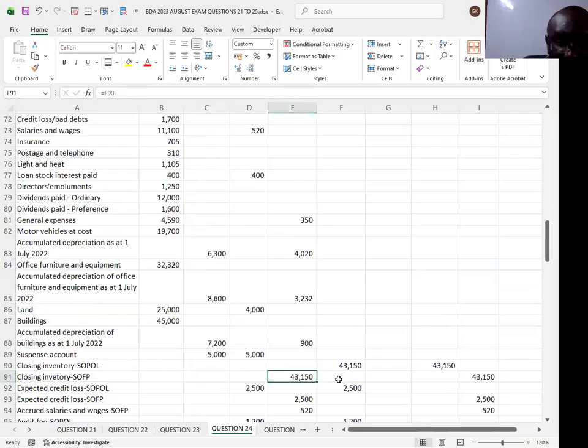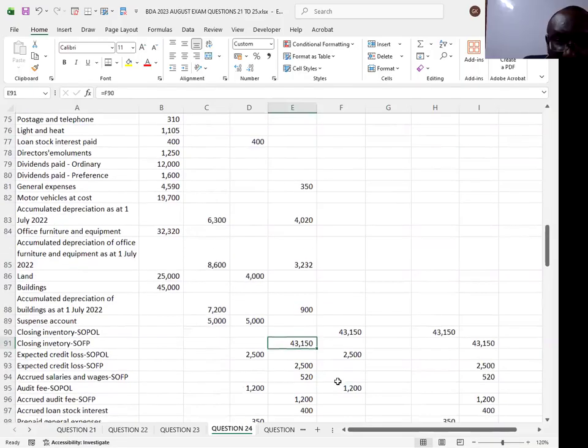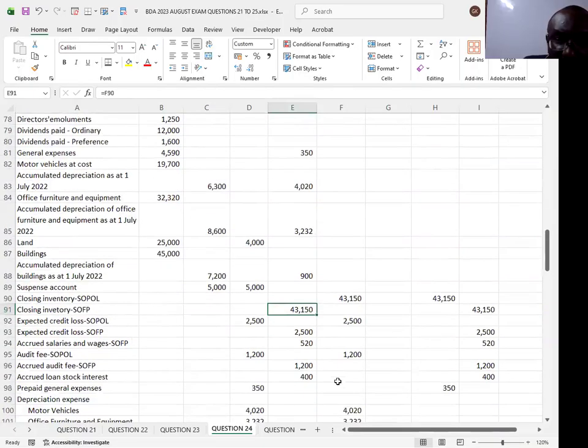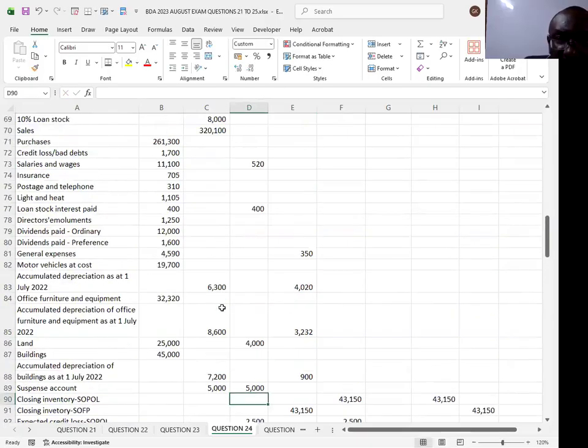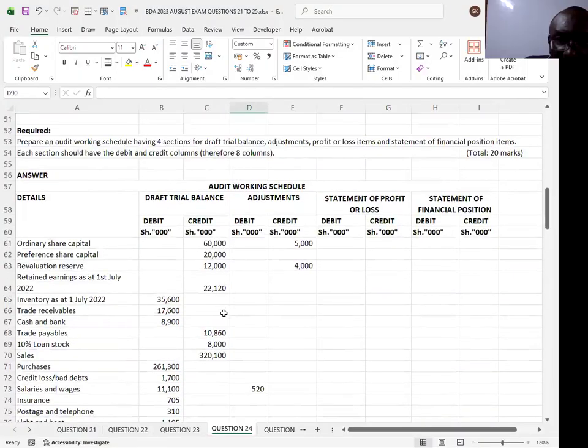Hii the closing inventory. This one that is going to the... nilifanya makosa. Nili credit badala ya kudebit. Sasa hizi zimekosewa zote. Because hizi ndio column, nafaa kuangalia sana column zako.